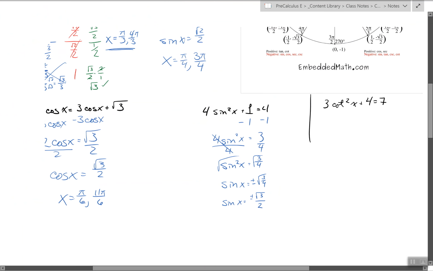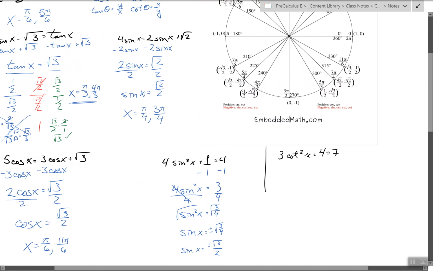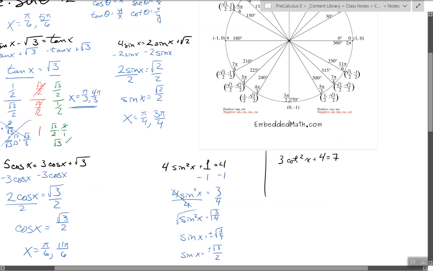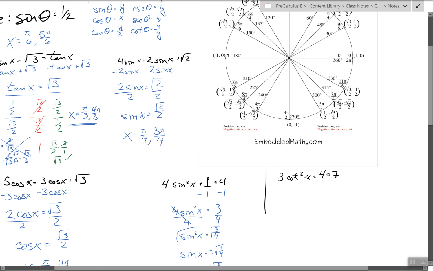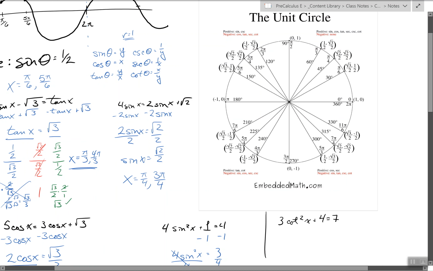Again, we're working with sine, which is the y-coordinate. So now we're looking for the y-coordinate to be square root of 3 over 2. And it does not matter if it's positive or negative, so we should see it 4 times. In the first quadrant, it happens here, square root of 3 over 2. Second quadrant here, square root of 3 over 2.